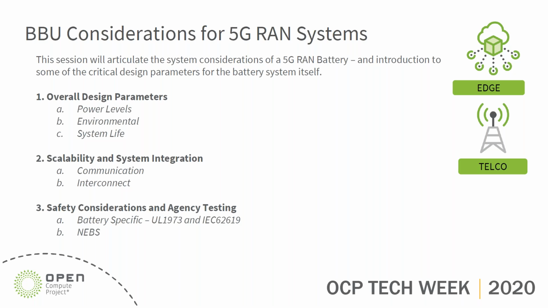So these are the top level considerations for a battery backup for a 5G RAN system. So we're really going to touch into then overall design parameters, which encompass power levels, the environmental that we're putting the battery into, and the system life requirements. And we'll talk a little bit about scalability and system integration and how the different pieces within the whole power solution and the radio network need to communicate and how they are going to physically interconnect. Each one of these pieces is crucial to the deployment and the reliability.